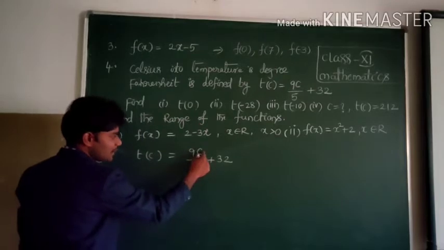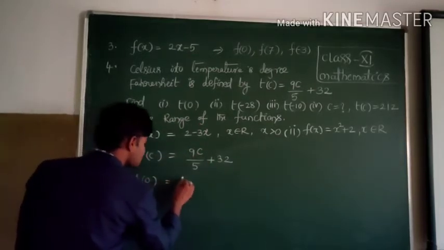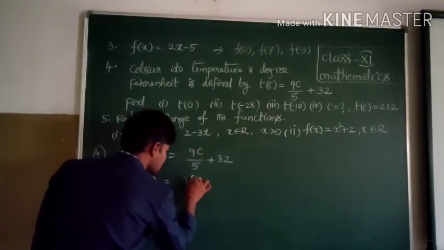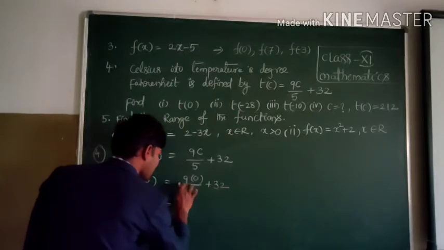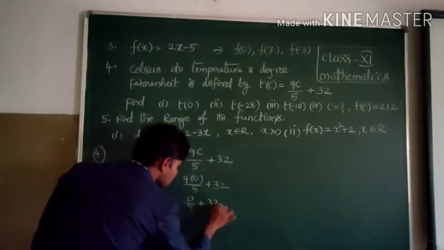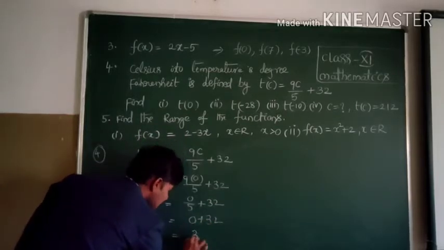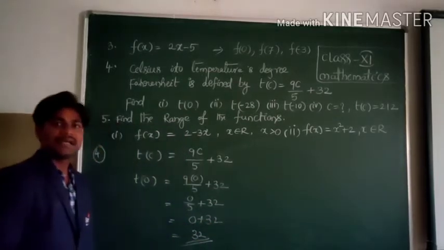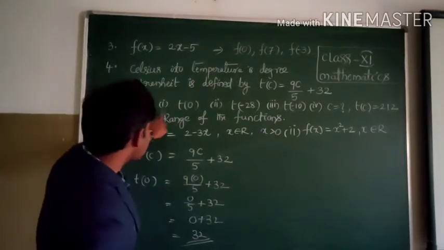Let's see the first one here, T of 0. In place of C you have to substitute 0. So T of 0 is equal to 9 into C value 0, by 5 plus 32 here. So 9 into 0 is how much? 0. 0 by 5 plus 32. 0 by 5 is 0, plus 32. Total this is 32. This value is 32 only. Okay.